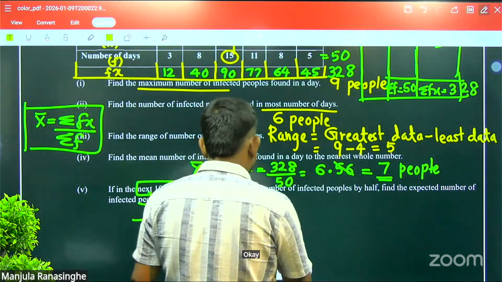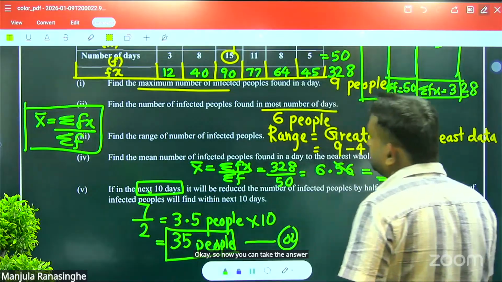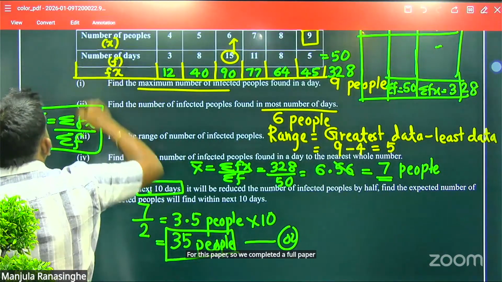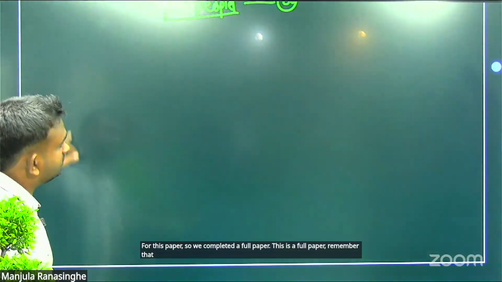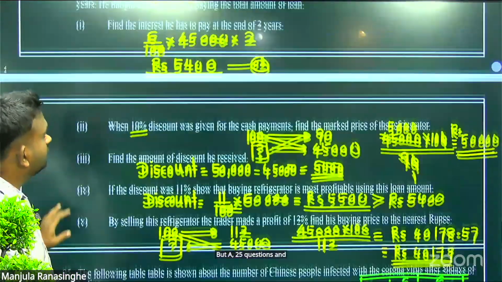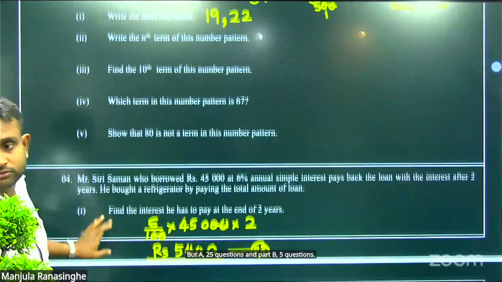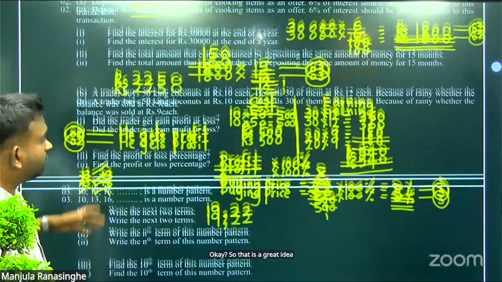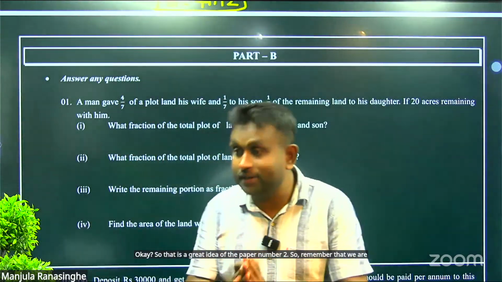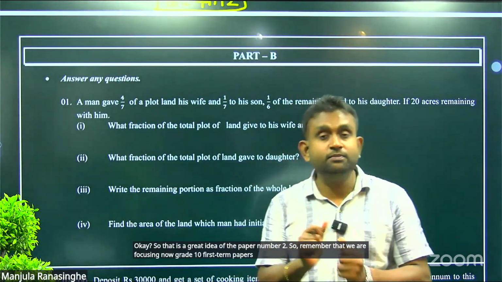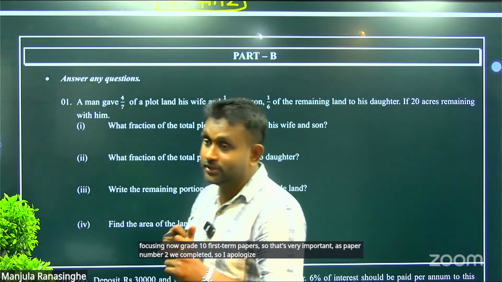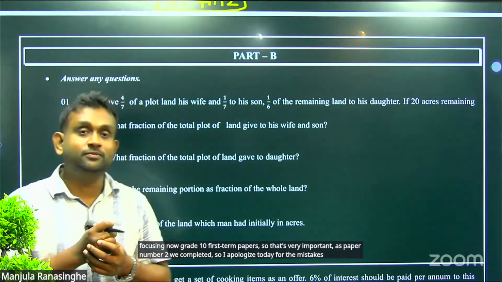Okay, so now you can take the answers for this paper. We completed the full paper. This is a full paper, remember, consisting of part A with 25 questions and part B with 5 questions. So that is a great idea of paper number 2. Remember that we are now focusing on grade 10 first term papers, so that's very important. As we completed paper number 2, I apologize today for the mistakes done for the paper.